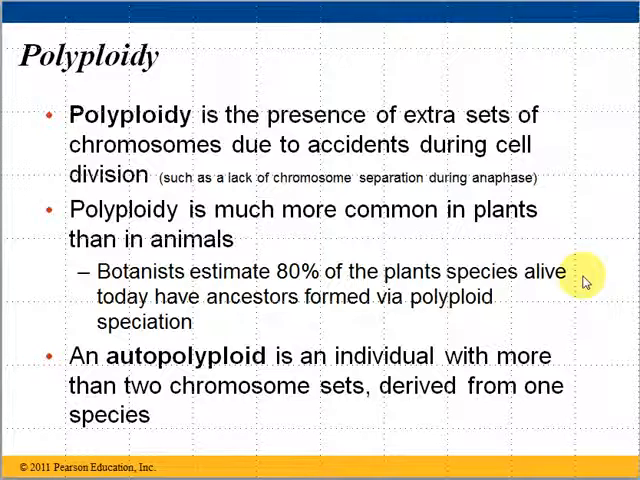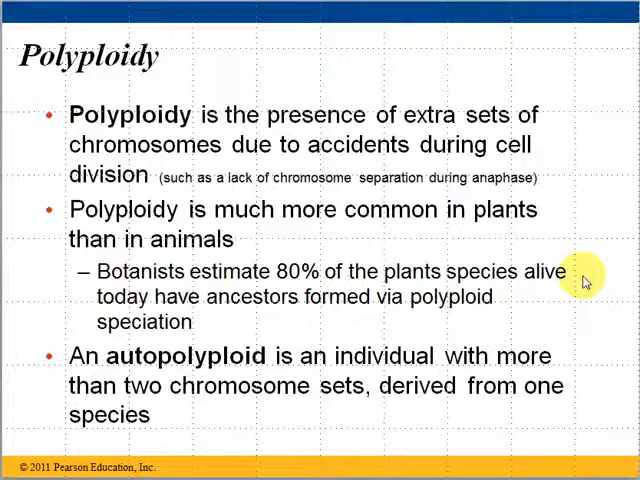Polyploidy is the presence of extra sets of chromosomes. So if you think about poly meaning many, extra sets of chromosomes due to accidents during cell division. So for example, you might have a lack of chromosome separation during anaphase when the chromosomes are supposed to pull apart and then go back to their separate poles of the cell. You may have a lack of separation there and you can end up with extra sets of chromosomes. Again, much more common in plants than animals.